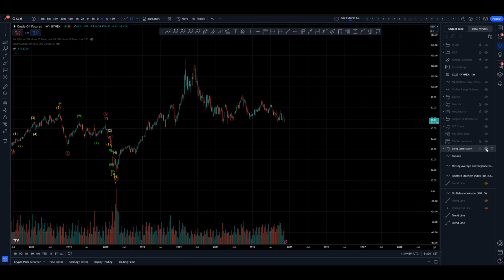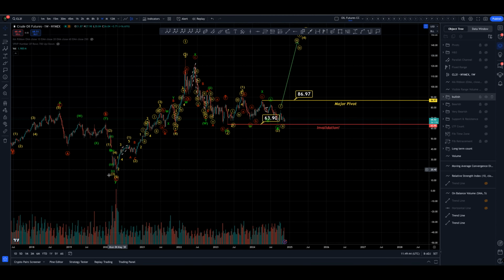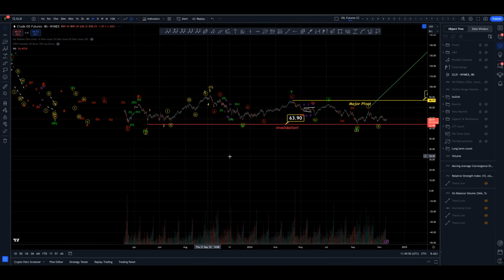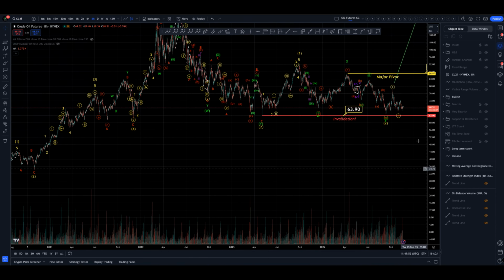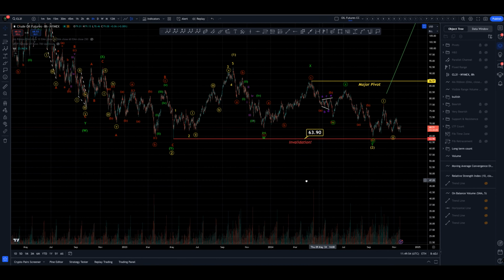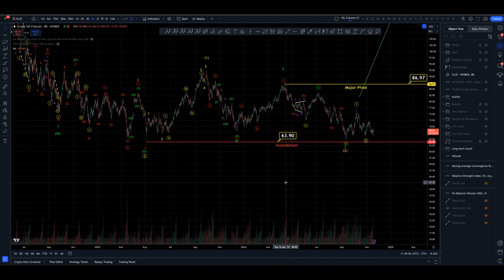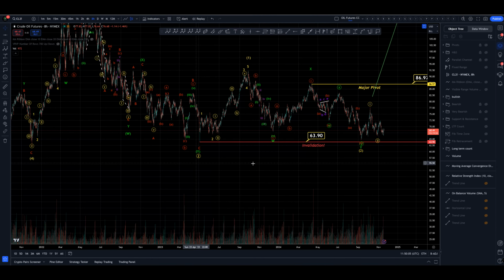Let's bring up the long-term count. We came into the lows of COVID, obviously, and then we had a move off of the COVID low into a wave 1, and then we came back into a wave 2. So let's come down to a smaller time frame here. Essentially, the invalidation point for the bullish count is 63.90, because we made that low, which we were assuming was the wave 2 low for the bullish count, back on the 3rd of May 2023.